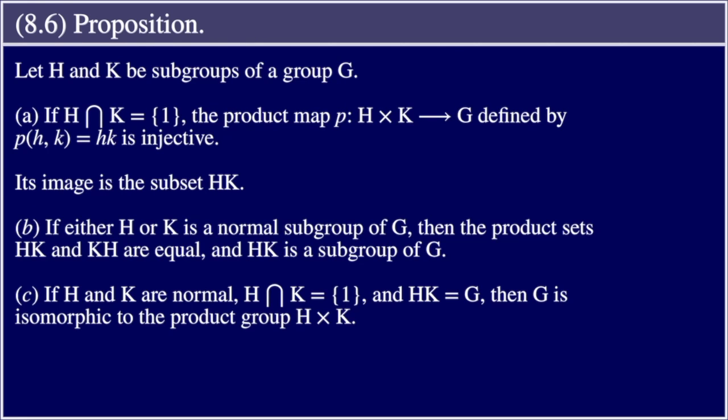8.6. Proposition. Let H and K be subgroups of G. A. If H intersect K is equal to the identity, the product map P mapping H × K to G defined by P of (h, k) equal hk is injective. Its image is the subset HK. B. If either H or K is a normal subgroup of G, then the product sets HK and KH are equal, and HK is a subgroup of G. C. If H and K are normal, H intersect K is equal to the identity, and HK equals G, then G is isomorphic to the product group H × K.